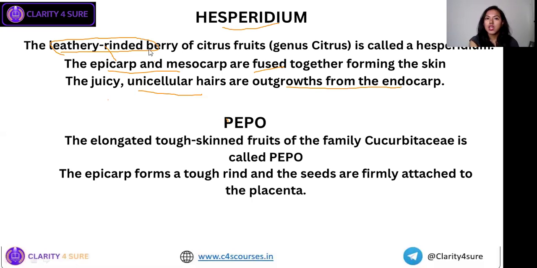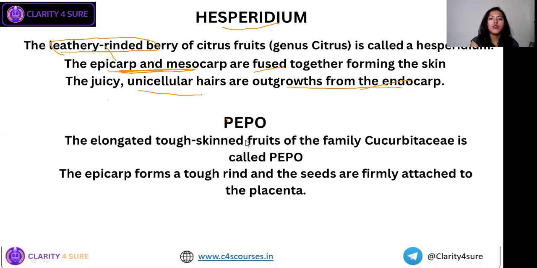So you need to remember the key points, okay? Epicarp and mesocarp have fused together to form the skin. Whereas in case of the simple berry, like in case of tomato, the mesocarp and endocarp had fused to form the pulp. So I hope that's clear. And a question might also be asked: the juicy unicellular hairs of citrus are outgrowths of dash. Then you have to write down what?